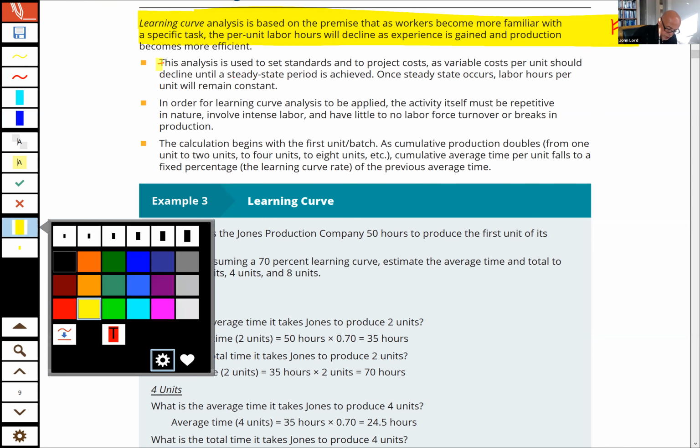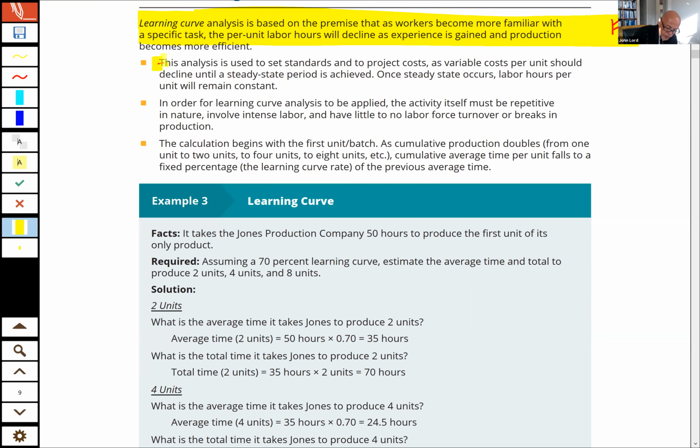Okay, so let's just go ahead and let's take a look. It's used to set standards, project cost, and units should decline until a steady state period is achieved. Once steady state occurs, then the labor will remain fairly constant. Okay, so in order for learning curve analysis to be applied, the activity must be repetitive in nature.